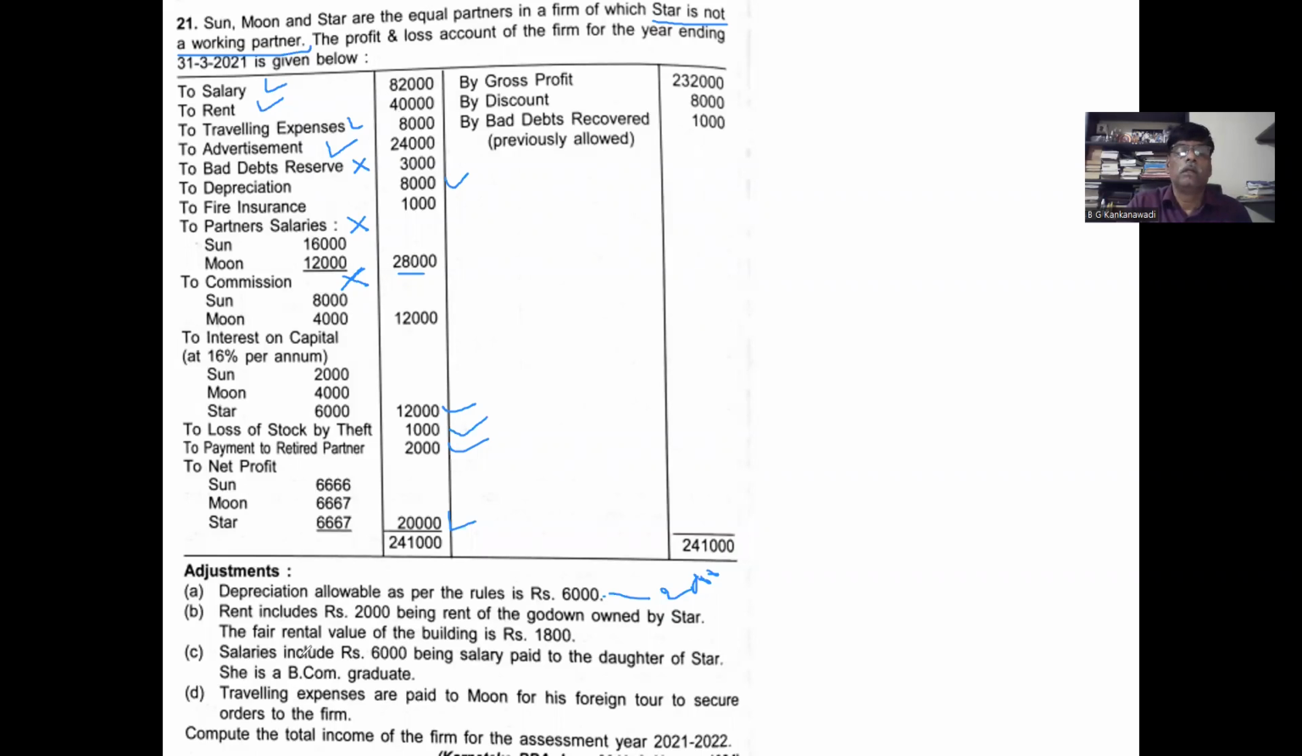Remember this. Salary includes 6000 being salary paid to daughter of Star. She is a BCom graduate.